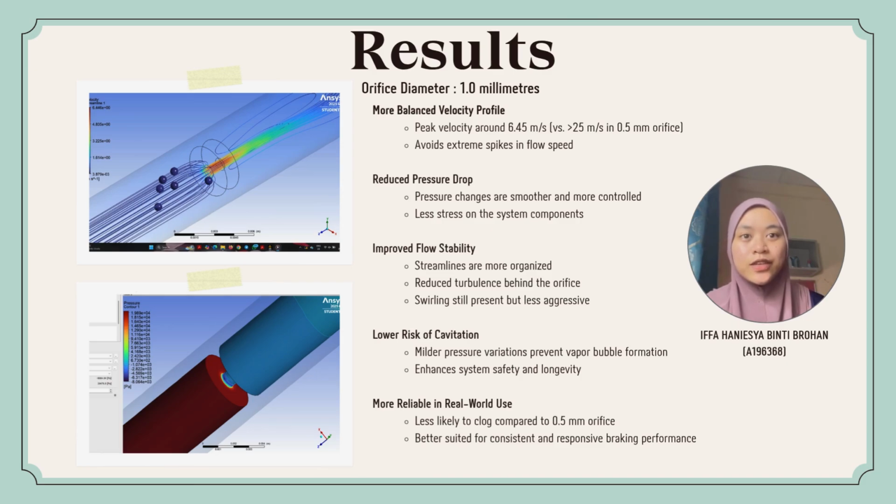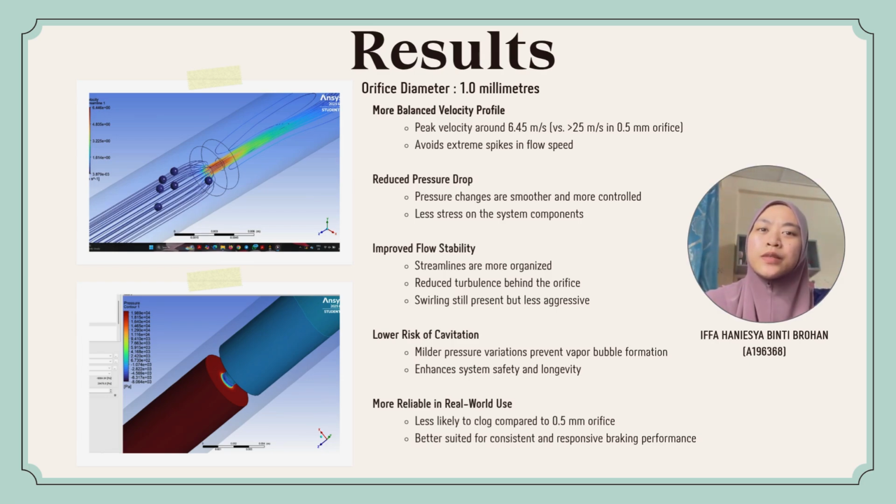Okay, so now let's take a look at the 1 millimeter orifice. As you can see, the flow is much more balanced compared to the 0.5 millimeters, and the highest speed is around 6.45 meters per second, which is better than before. The pressure drop is smoother, and that means the system is under less stress. The flow is more stable, the streamlines are cleaner, and there's less turbulence.